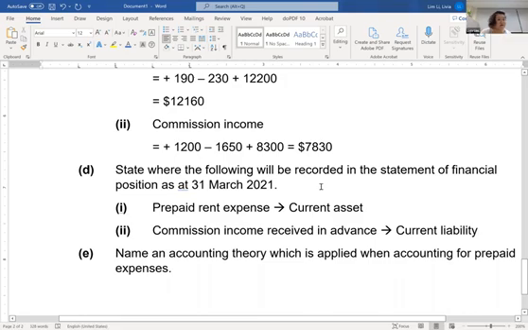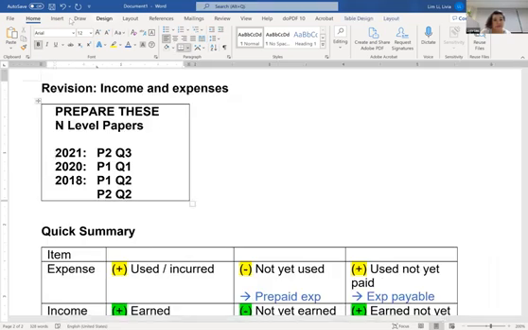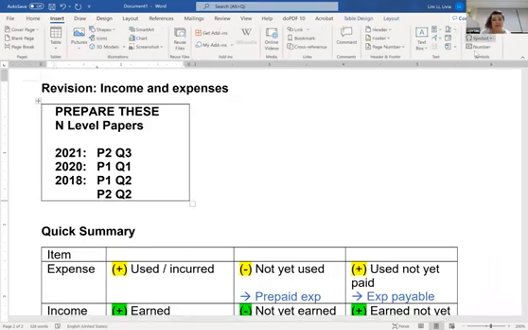Next, I will go through 2020, paper 1, question 1. I have done this, and I am going to go through this question. So you can go and prepare this question now.